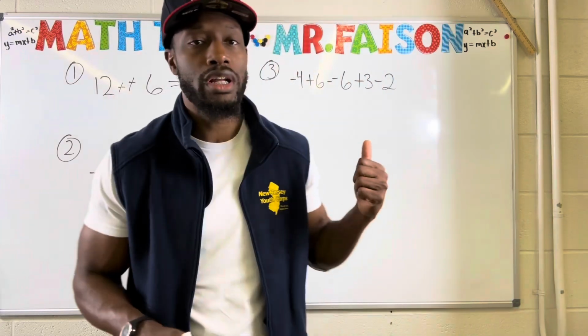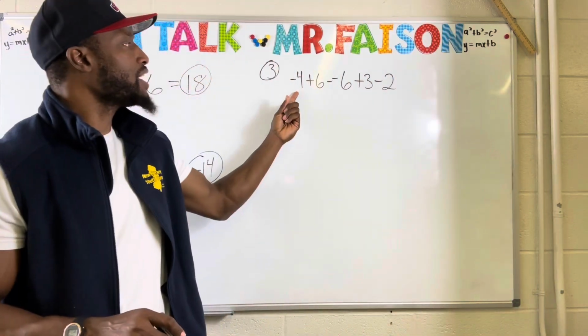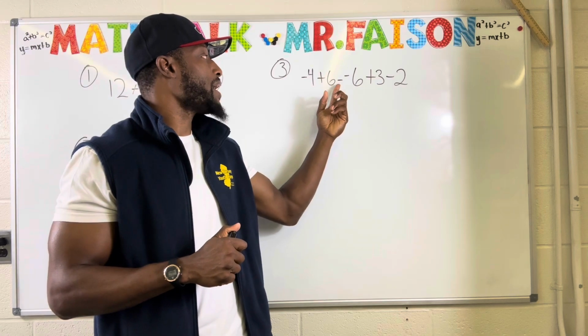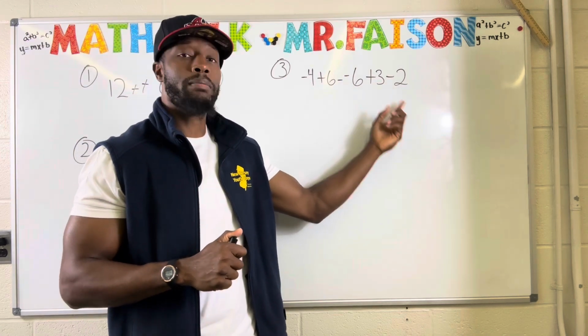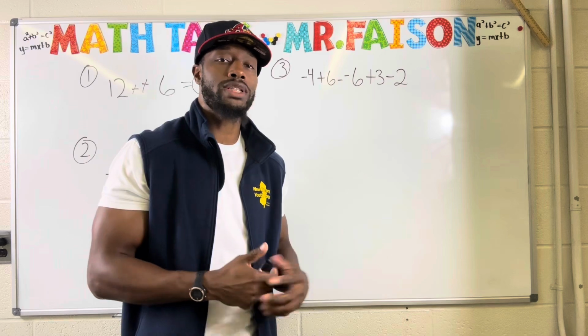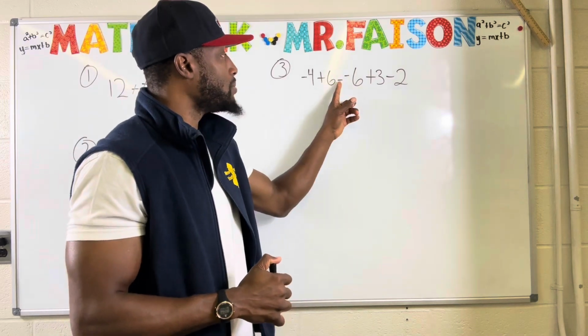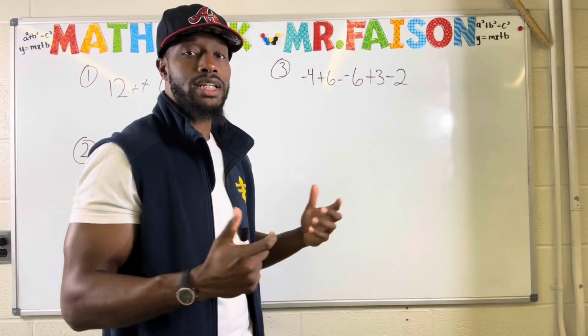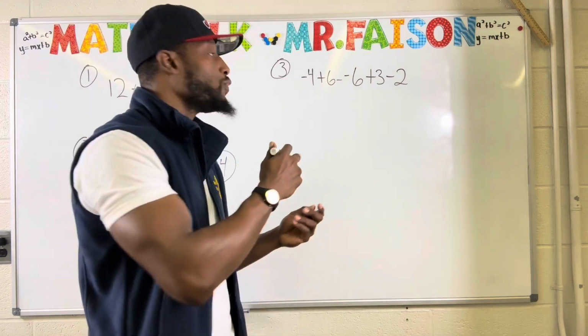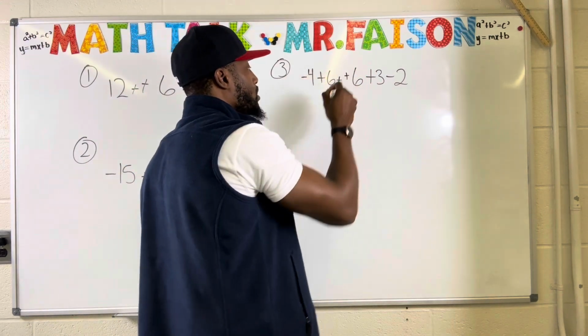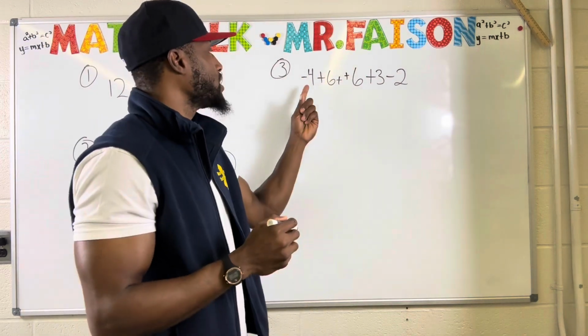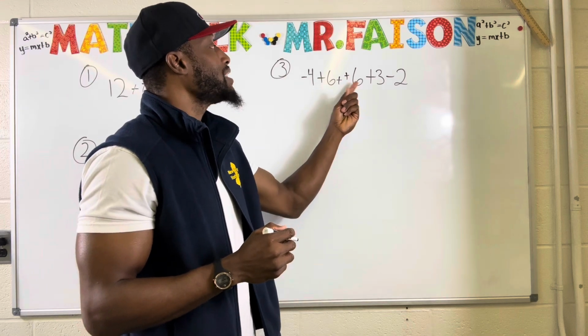Now let's hop over here to number 3. I have negative 4 plus 6 minus negative 6 plus 3 minus 2. The first thing we have to do inside this problem is, when we see this minus sign and this negative sign touching each other, we have to turn them into addition, both of them. So now what we're looking at is negative 4 plus 6 plus 6 plus 3 minus 2.